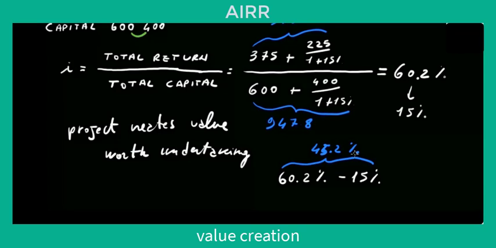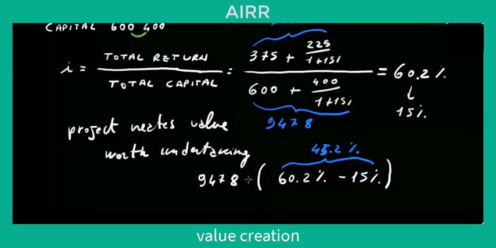45.2%. We can interpret this project as a project where an overall capital of $947.8 is invested at the excess rate of return of 45.2%.